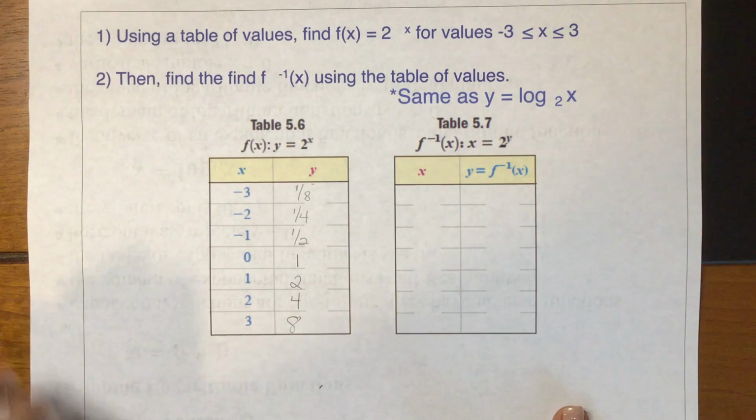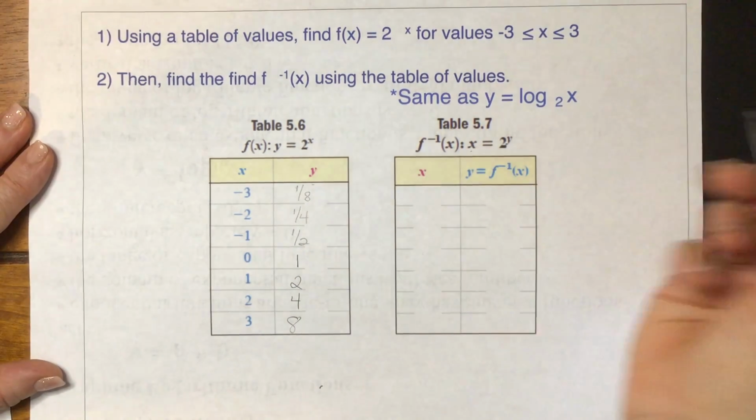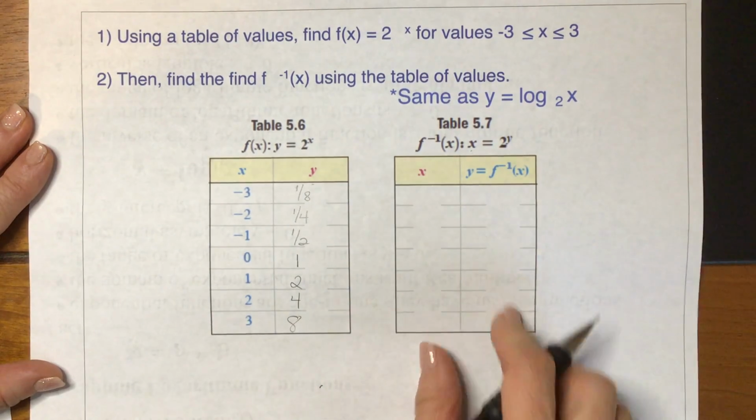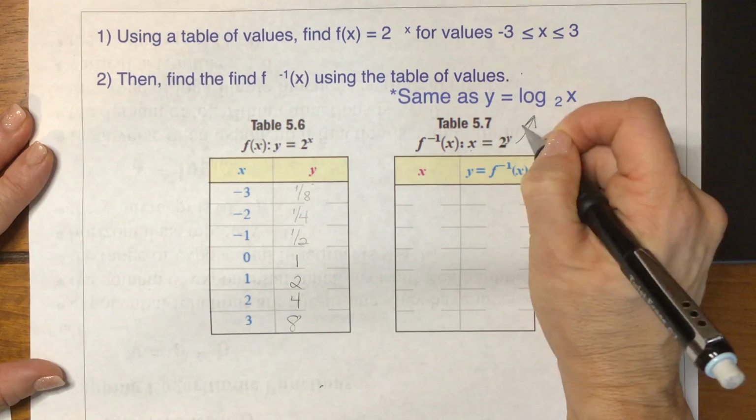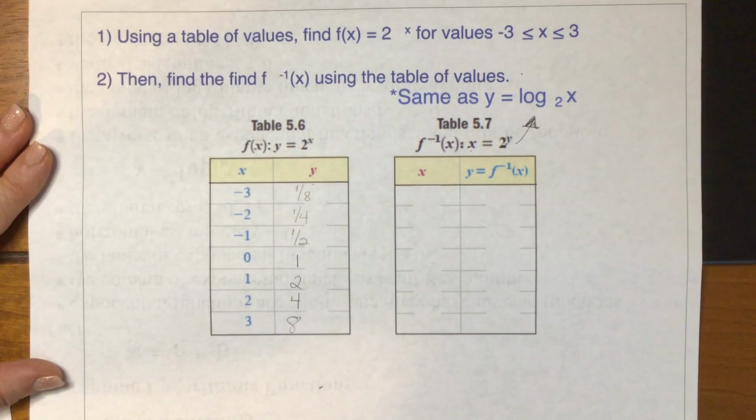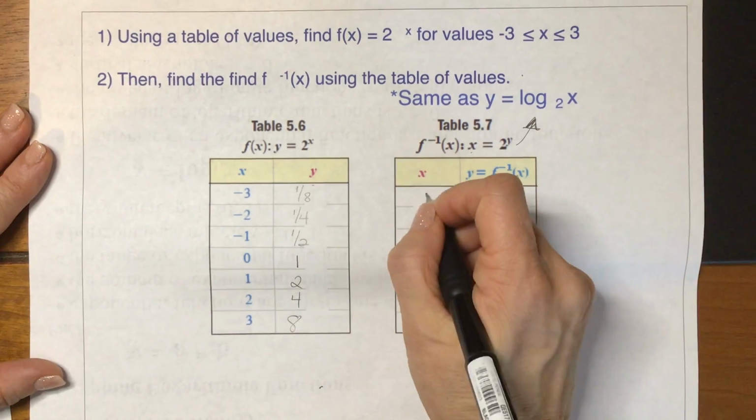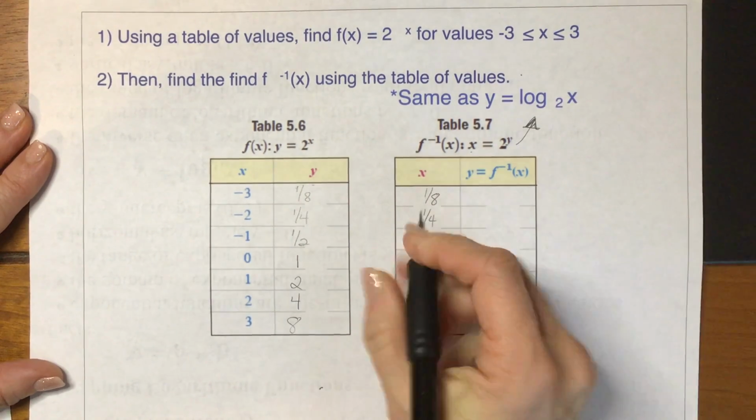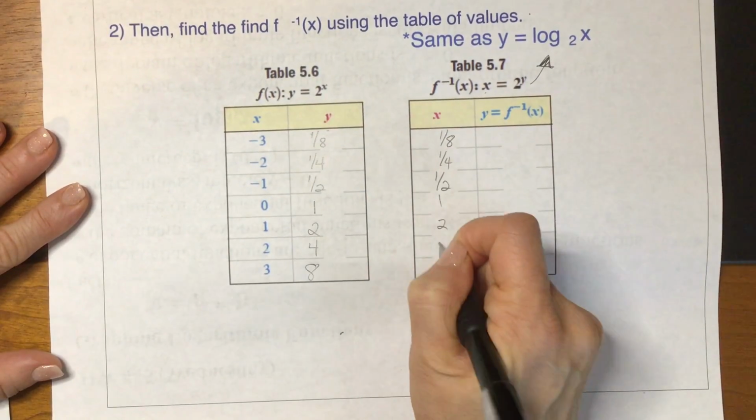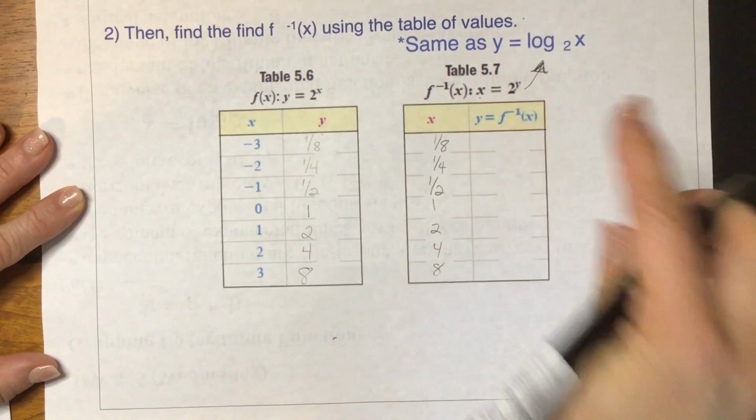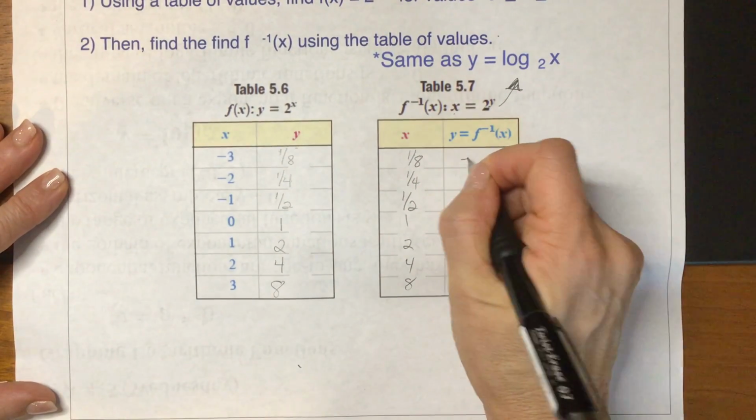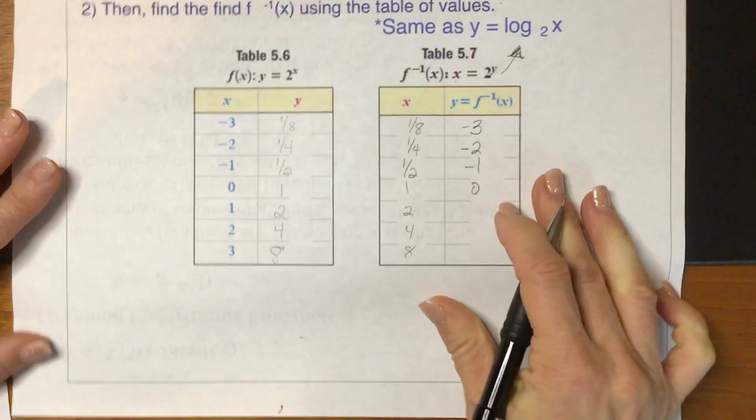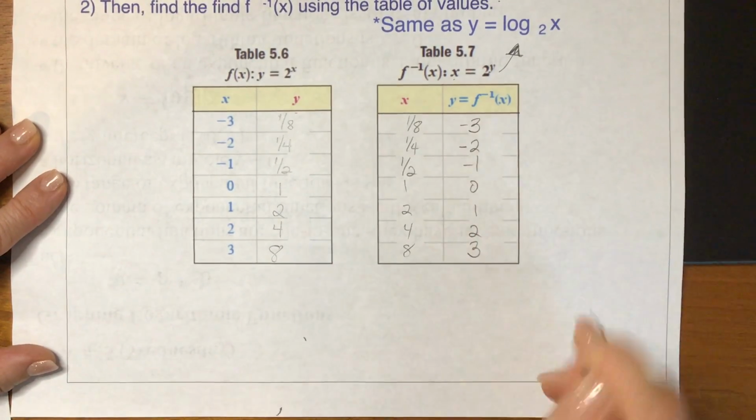Now we're going to look at the inverse function. So notice inverse is where we always switch x and y. And so this table of values is for the inverse, which is equivalent to log base 2 of x. So I'm just going to switch my values. I now have 1/8, 1/4, 1/2, 1, 2, 4, and 8, because my x and my y values switch. And then my y values become negative 3, negative 2, negative 1, 0, 1, 2, and 3.